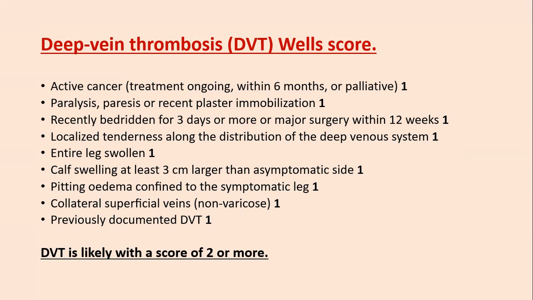Then local tenderness along the distribution of the deep venous system, again 1 mark. Then swelling in the leg, again 1 mark. Calf swelling at least 3 centimeters larger than the asymptomatic side. Pitting edema confined to the symptomatic leg, collateral veins, and previously documented DVT. DVT is likely if the score is 2 or more.